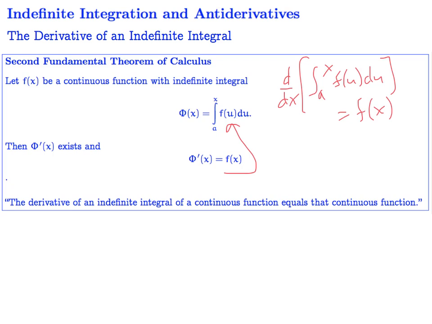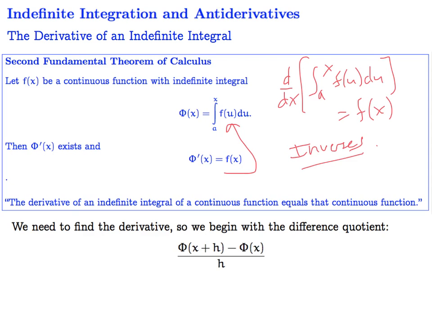Now, this is amazing because this means that integrals and derivatives are inverses of each other. They undo each other. We've seen this before with simpler functions: addition and subtraction are inverses, multiplication and division. Well, as it turns out, derivatives and integrals are practically inverses of each other. The way to remember this is that the derivative of an indefinite integral of a continuous function equals that continuous function. So before we show some applications of this, let's think about why in the world this could possibly be true.